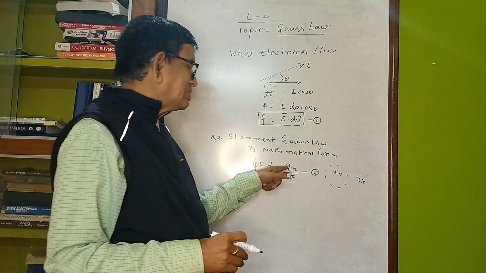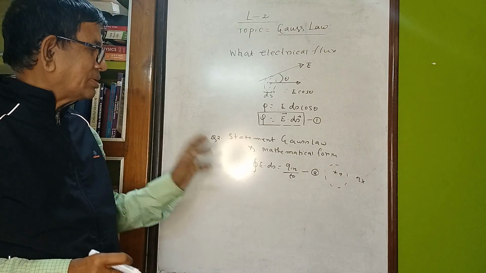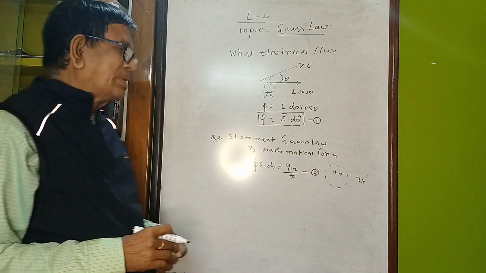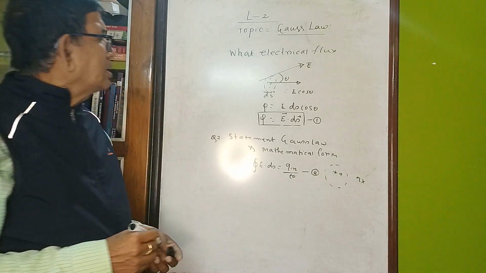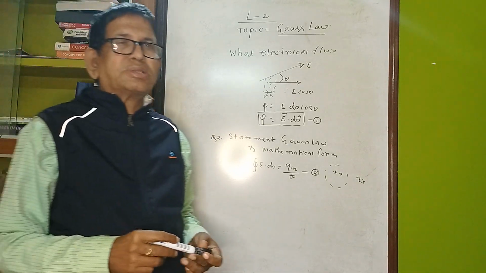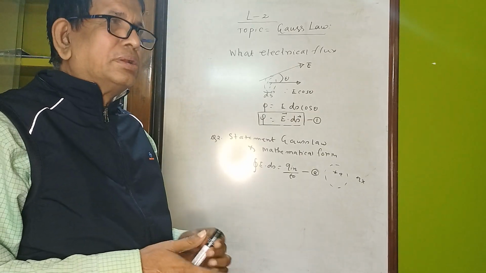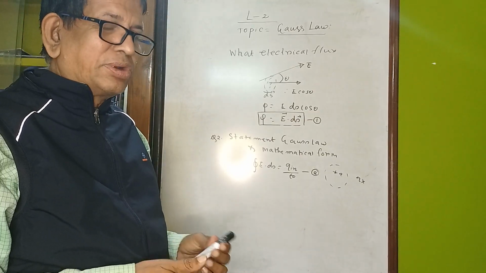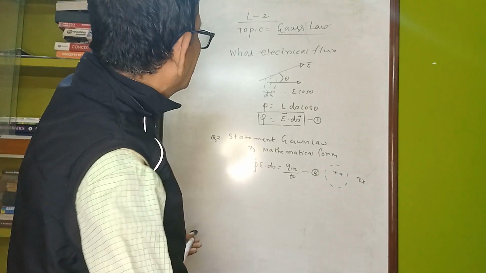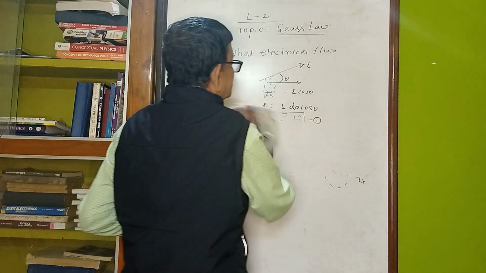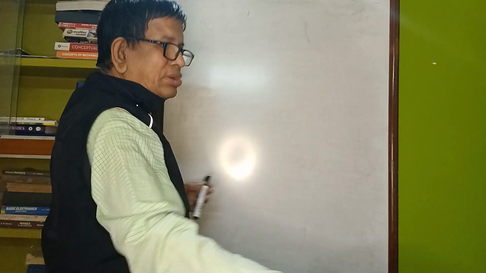If you know the charge inside a surface, you get the electric field from that equation. That is one of the basic laws of Maxwell's equations, Gauss's law. Next, I will apply this Gauss's law to determine the electric field for different symmetrical bodies one by one. Now the question is the application of Gauss's law.